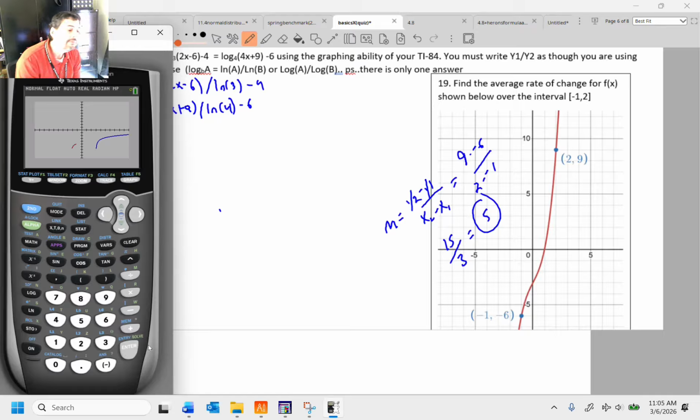And then I do a zoom 6, because that's what you were taught to do. And then you wait. The calculators you guys use are faster than this one. This one's called an emulator. It emulates a TI-84. It is not a TI-84. Second trace 5 for the intersection.